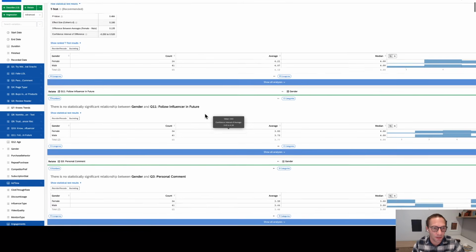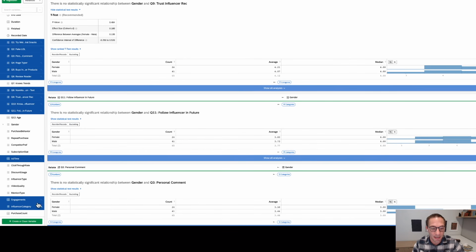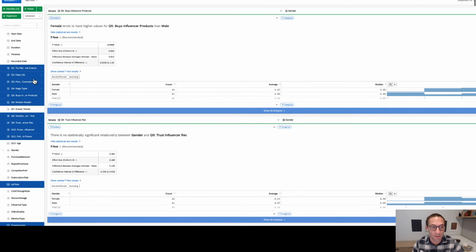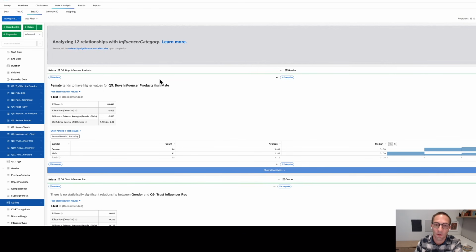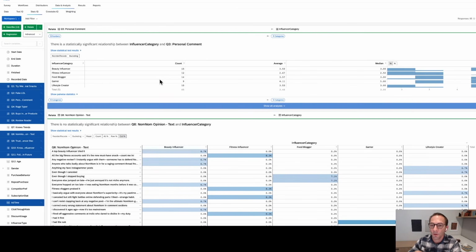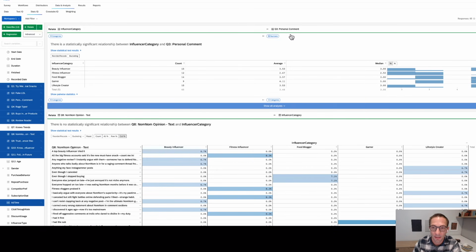I'm going to run these, and again, I already pressed this button, so it's swapped. So this key here represents my input. It's going to test all of these with influencer category as my input. And if you're ever unsure, like, which way did I run it? Your input is always going to be here, and this arrow is always going to be pointing to your output. I can swap these if I wanted. And now personal comment is my input, and influencer category is my output.